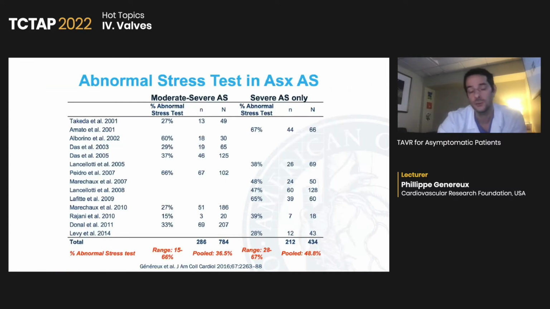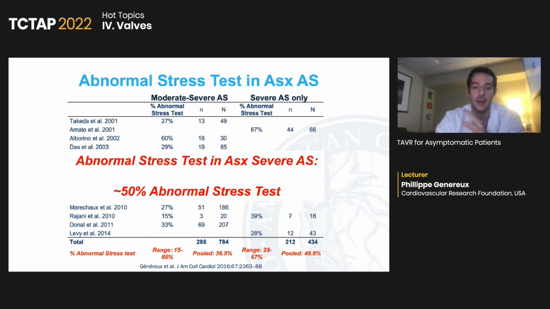So when patients do have abnormal stress tests, and this is a meta-analysis or a summary review that we wrote a few years ago, approximately 50% of the patients with severe AS, no symptom, normal EF, will have an abnormal stress test. So I really highlight the need to do the stress test because this is a class 1 indication when you have an abnormal stress test to treat those patients.